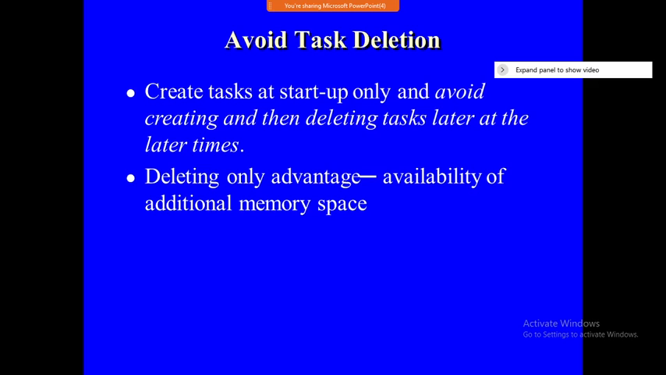Next is avoid task deletion. You should avoid task deletions. Create a task at startup only and avoid task deletions at a later time. After completion, don't delete it. Deleting only gives the advantage of getting additional memory space. If you delete, the interlinking, the message passing, IPCs and the resource sharing are all used here. If you delete it, then a number of tasks will be waiting for infinite time. So you have to avoid task deletion to make semaphore deletion safe.